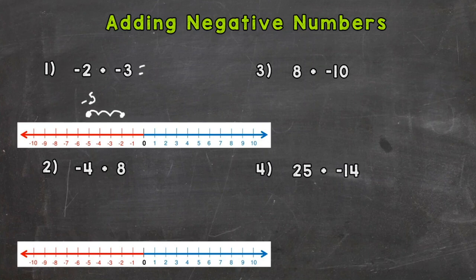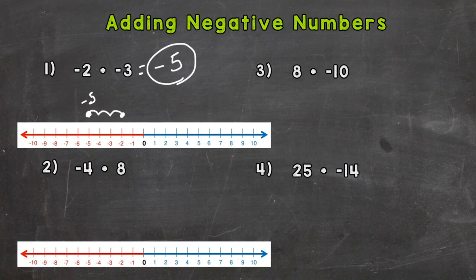Which is our answer. And if you think about it, if we did a +2 plus a +3, that gives us an answer of 5. Well, a -2 plus a -3, we end up at -5. So let's take a look at number 2.